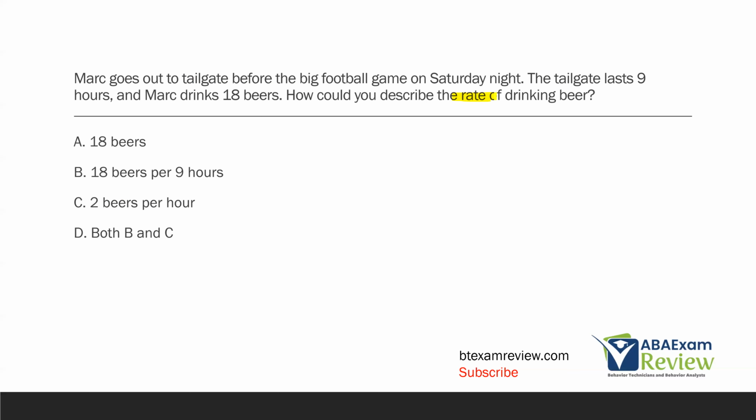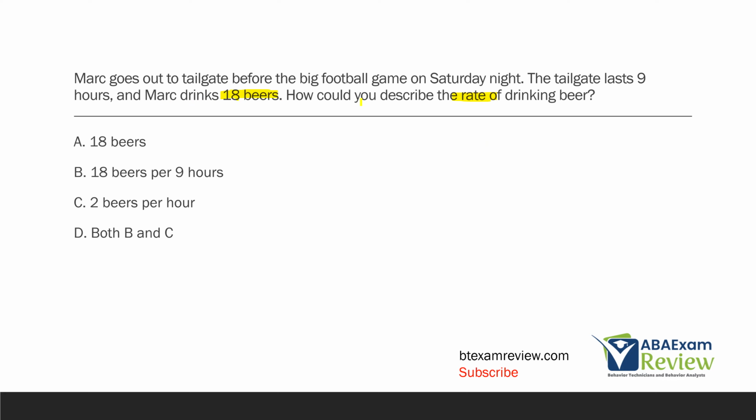Although frequency and rate are often used interchangeably, they're different things. Frequency is a count. It's a very simple count. For rate, we take that count and add time, making it more specific. In this case, what's our frequency? Start there. Our frequency is 18.